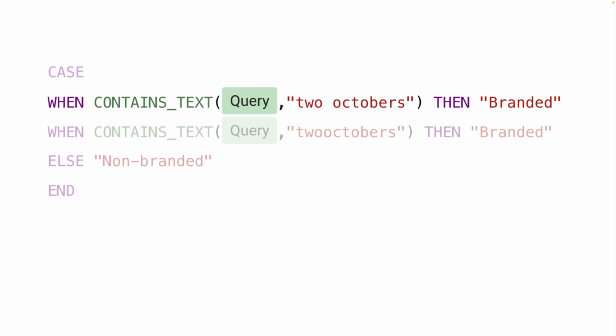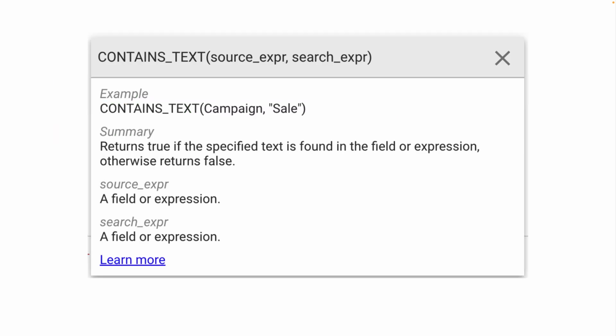So in this case, what it's doing is it's taking the query from the Google Search Console data, and if 2 Octobers exists in that query, then label that query as branded. Now let's look at this contains text statement for a second. This is a formula that you can use in calculated fields in Looker Studio, and it really is just like it sounds. We say we have this contains text, and then we say we're going to pass it, in our case, the query. That's the source expression. And then what is the thing that we're searching for? In our case, that's the branded term.